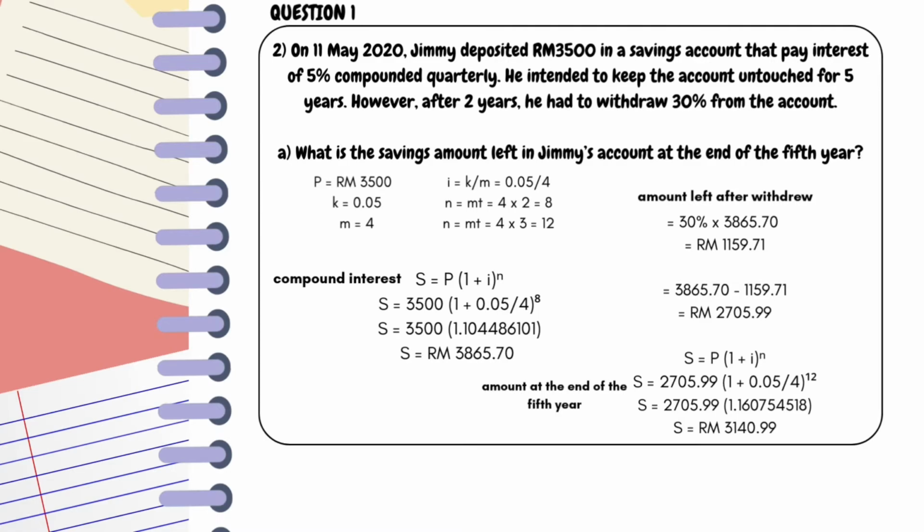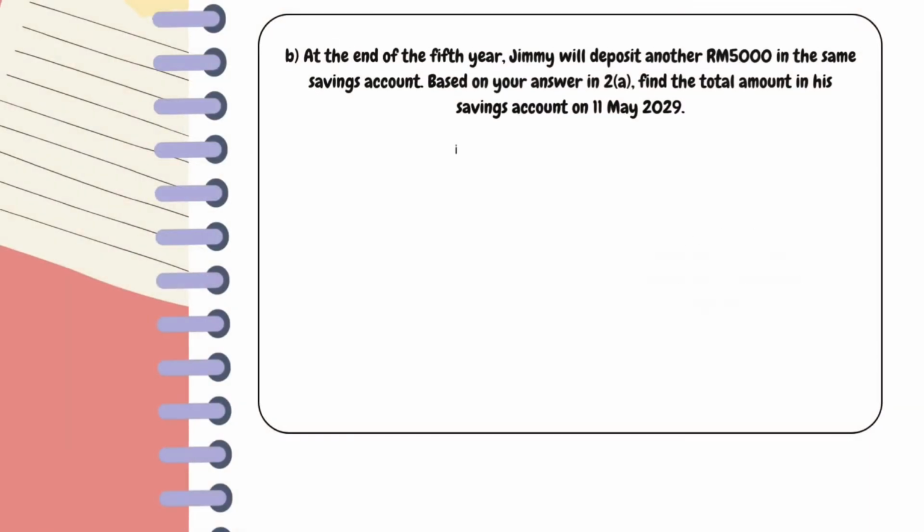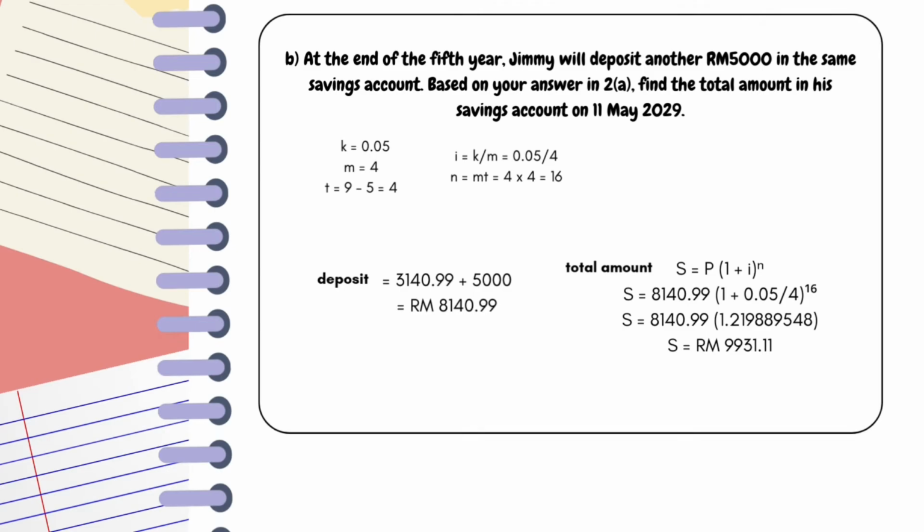the answer 1,159.71 ringgit. The amount left after the withdrawal is 3,865.70 ringgit minus 1,159.71 ringgit, and then we get the answer 2,705.99 ringgit. To find the amount at the end of the 5th year, we use the same formula, S equals P(1 + i)^n, and then we get the answer 3,140.99 ringgit.